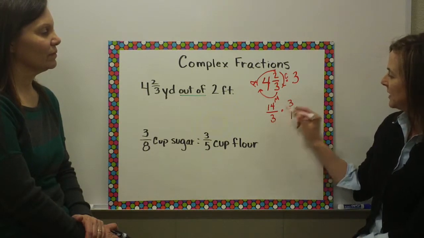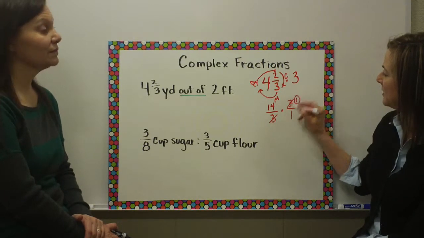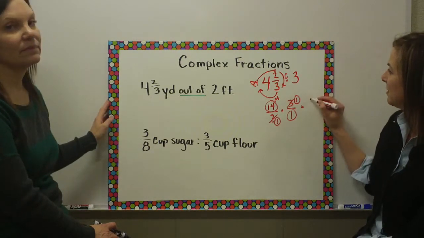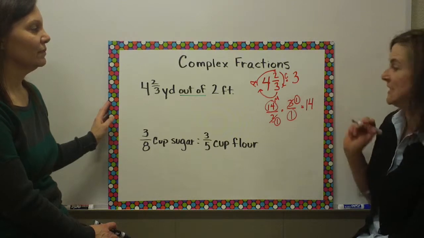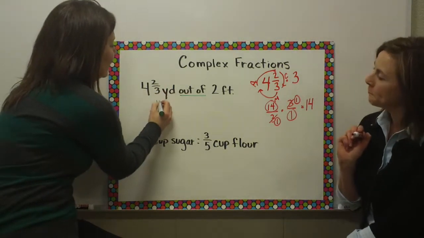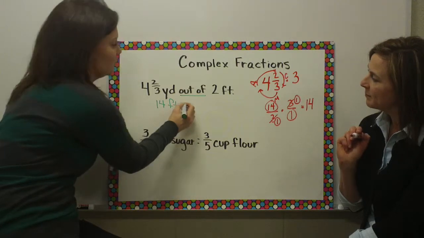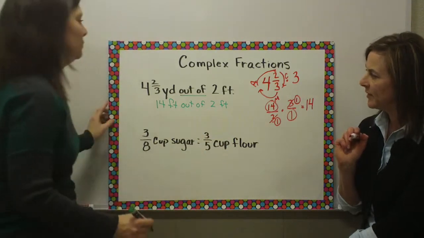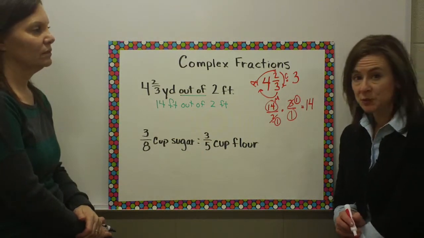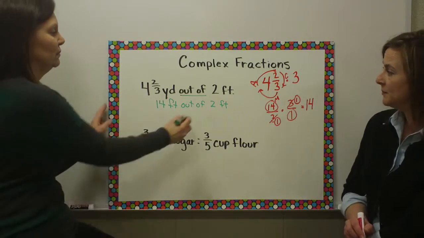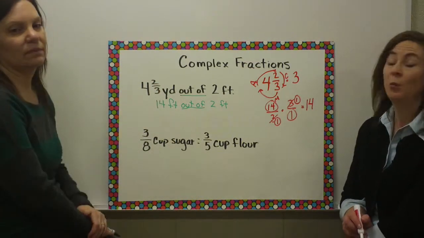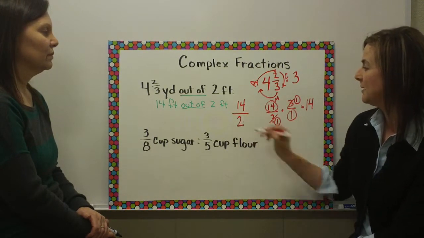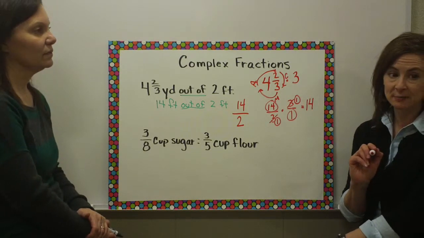I can cross simplify because I have these 3's here. If I divide them both by 3, I'm left with a 1 there and a 1 there, which simply means that I am going to be left with 14. So I'm going to rewrite here 14 feet out of 2 feet. Since we want to get used to writing our ratios with that division bar, we're going to rewrite with the first number on the top and the second number on the bottom. And then we're going to put this in simplest form.